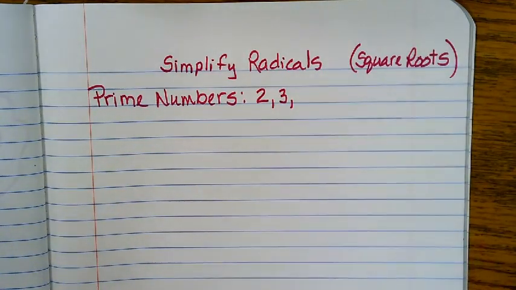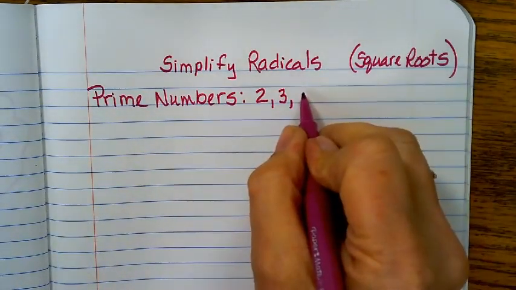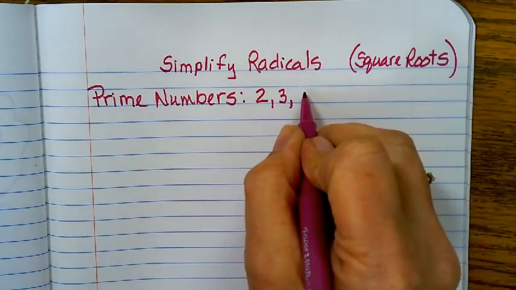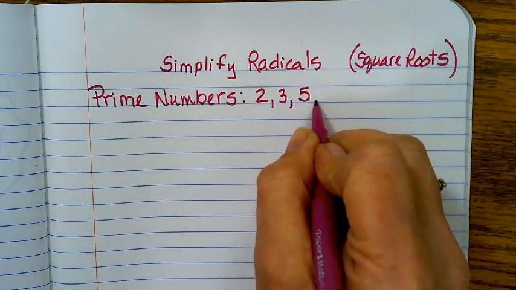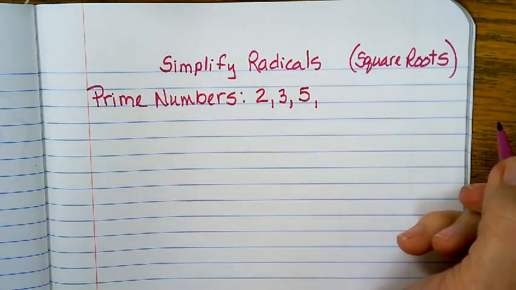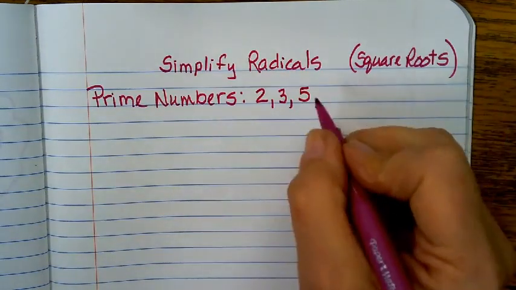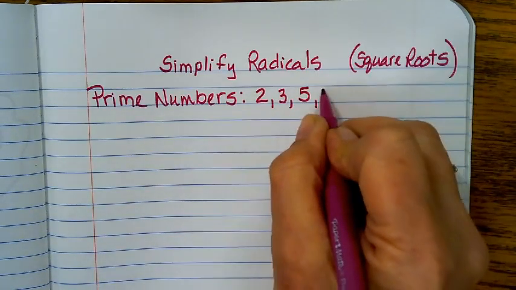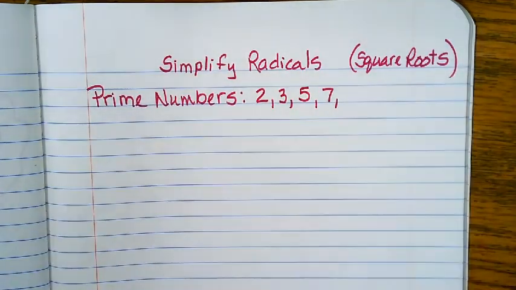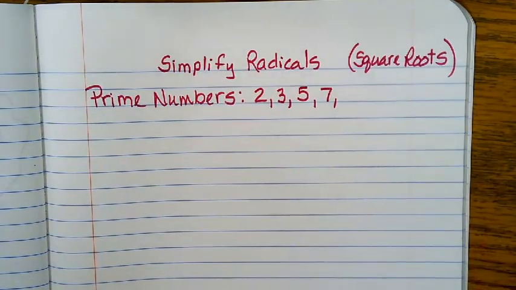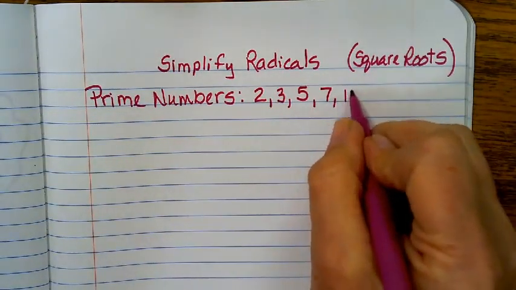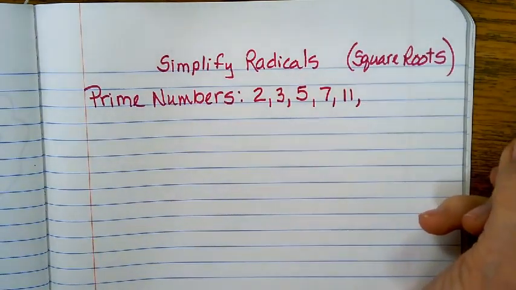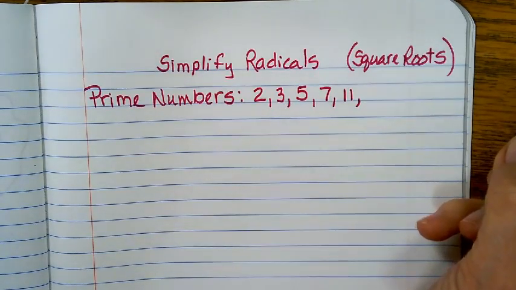Would 4 be a prime number? No, because 2 will divide into 4, right? What about 5? Yes, because there's nothing else that will divide into 5. And then 6, no. 7, yes. And then what's the next prime number? 11. The next one? 12, no. 13? 13.